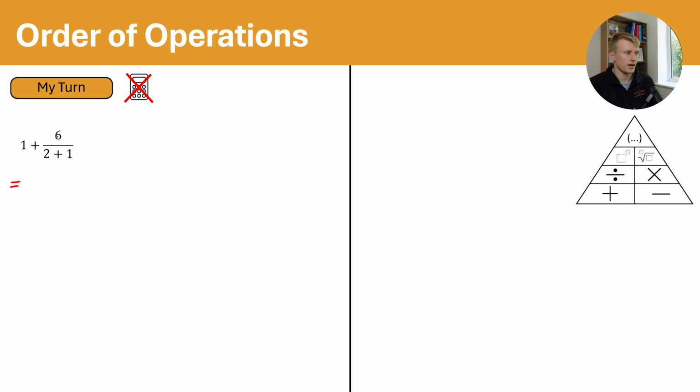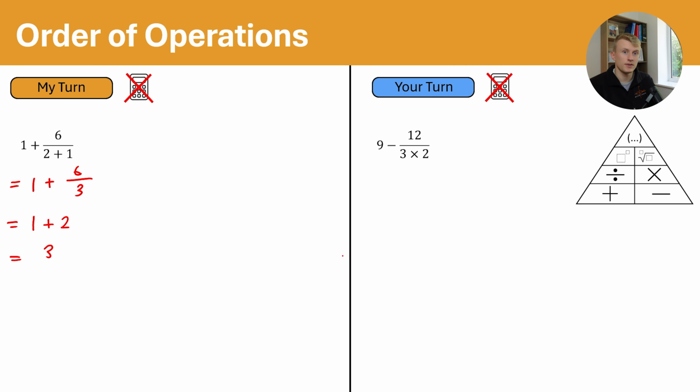Our next example is 1 add 6 divided by 2 add 1. I'm going to deal with that denominator first because I'm dividing 6 by everything on the denominator. So we'll tidy up our denominator. We'll do 2 add 1 to give us 3. And then at this point we have division, so 6 divided by 3, and addition, and we'll do our division first. So I'll do 1 add 6 divided by 3, which is 2, and then 1 add 2, which is 3. Pause the video and give this one a go.